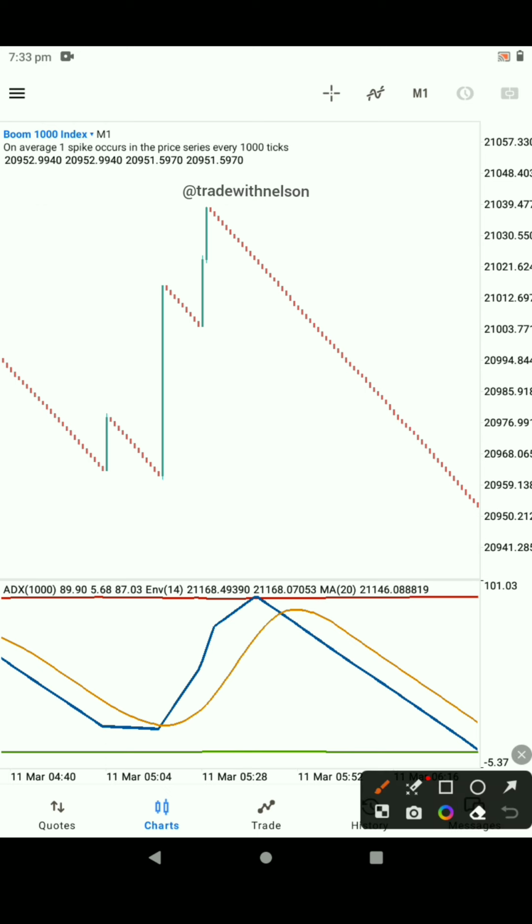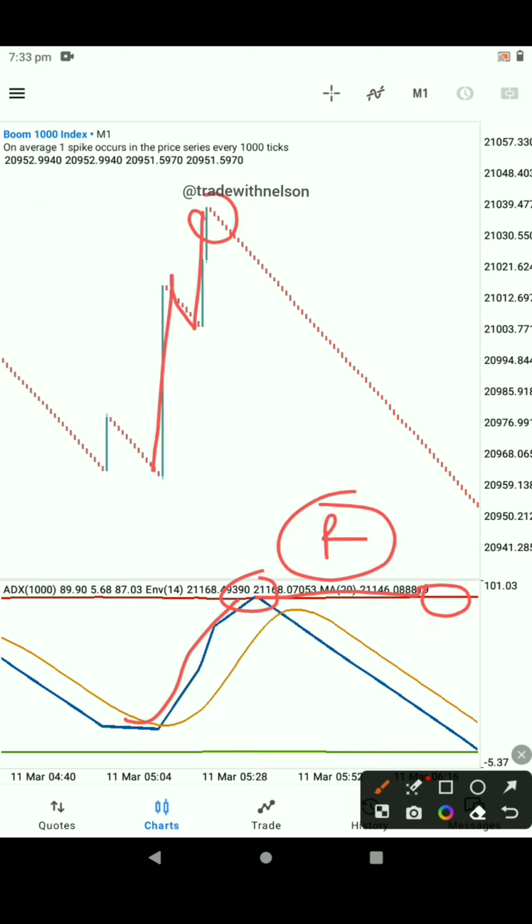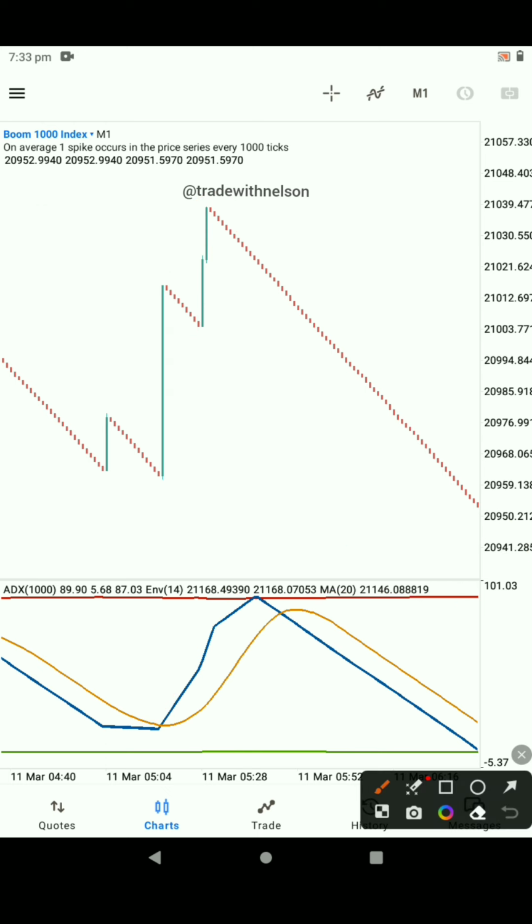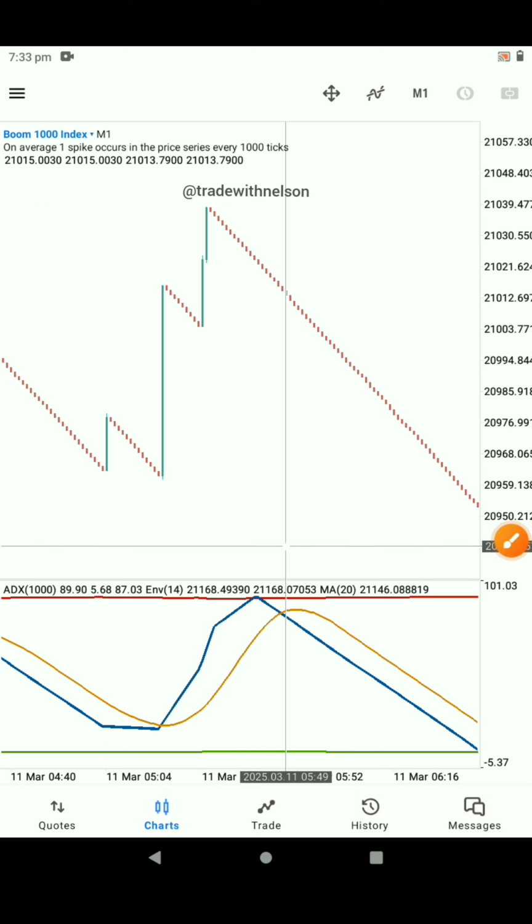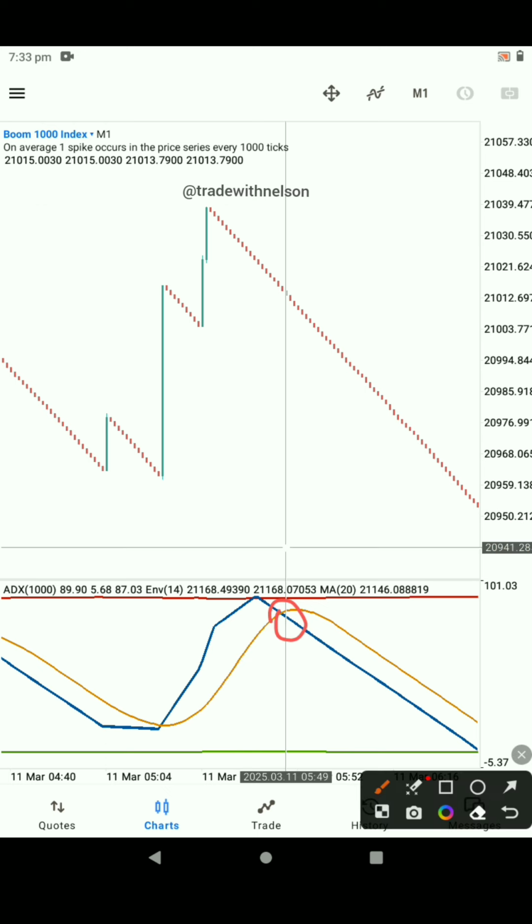First thing you want to see is the envelope enters into the red level, acting as a resistance. So we can see over here we have a spike to the upside that pushes the envelope into that red level. Immediately you have that, you want to see the cross of the moving average going above the envelope. You can see over here we have it around this point. So you enter a sell and count your 5 candles.